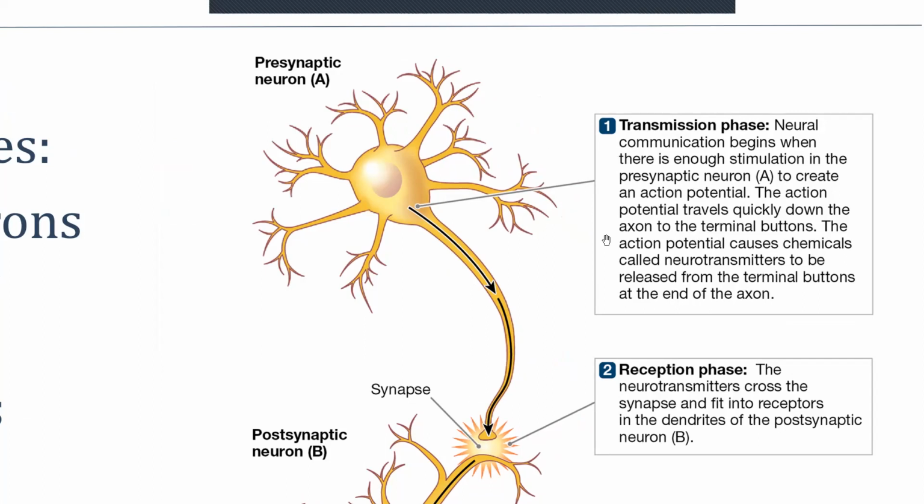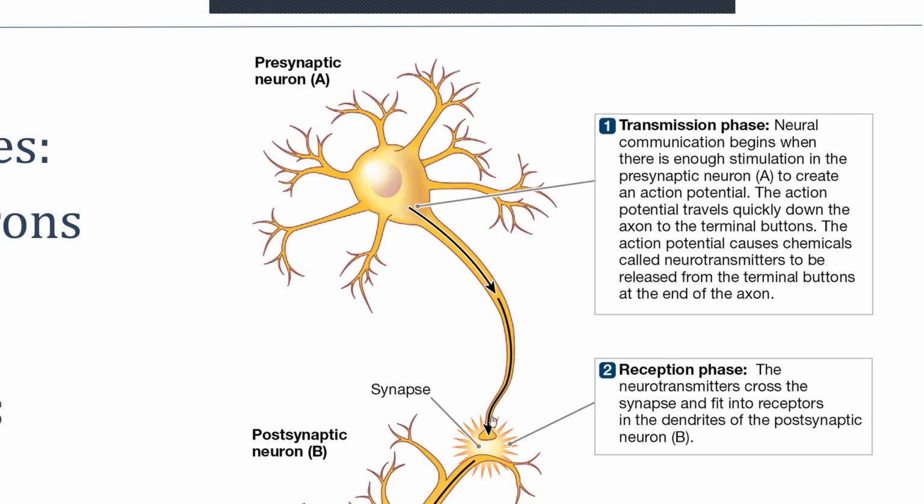First one is the transmission phase. This begins when there is enough stimulation collected in the cell body. Remember, if we saw a whole picture, there would be a whole bunch of other neurons connecting to these dendrite branches. So it's constantly receiving signals, remember, from maybe up to 10,000 other neurons. And when it gets enough stimulation, it causes it to have an action potential. The action potential starts at the base of the cell body, and then travels along the axon.